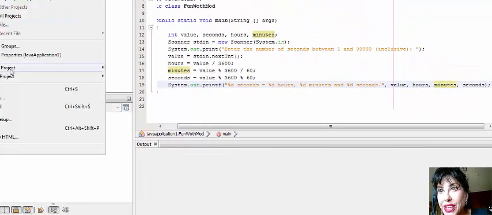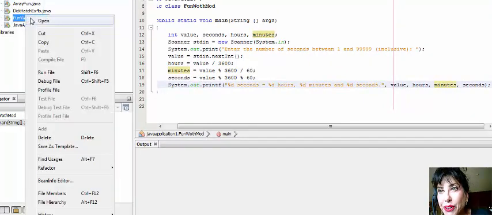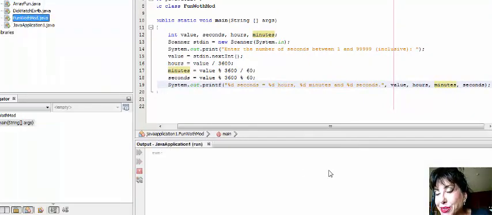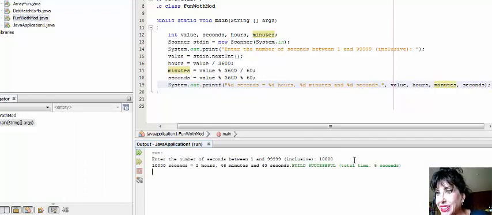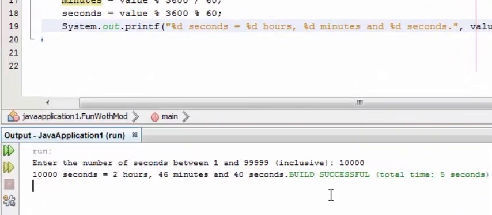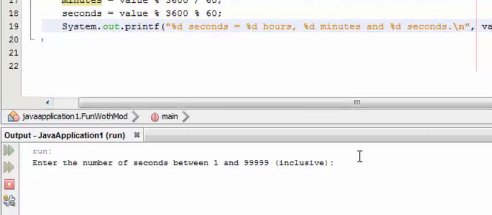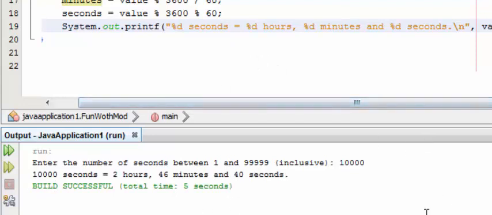Of course, that doesn't always mean you're safe. I'm going to save the file, come over here and right-click and run the file. Let's see what happens. Okay, I'm going to enter in 10,000 seconds, and there is our output. And notice the build successful came up on the same line as our display. I don't like that. So what I should have done in the printf statement right before the double quotes, let's do that now, is put a \n so it'll look prettier when we run it. So let's run it again. Enter the number of seconds here, so I'm going to put 10,000 and hit return. And now that looks a lot prettier.